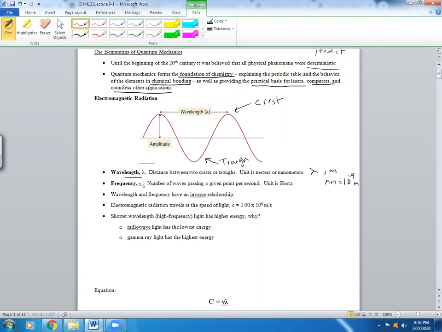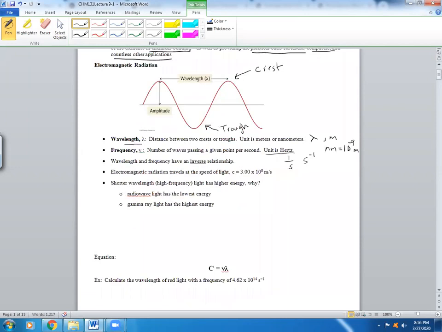On the other hand, we have something else called frequency. It has this symbol, nu, it's pronounced nu, it's a Greek letter, it looks like a V, but it's an N, and it's the number of waves passing a given point per second, and the unit is hertz, or inverse seconds, or s^-1. Okay, so let's actually illustrate what frequency is down here.